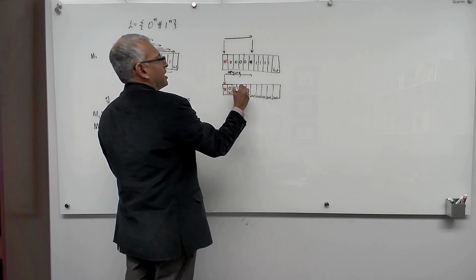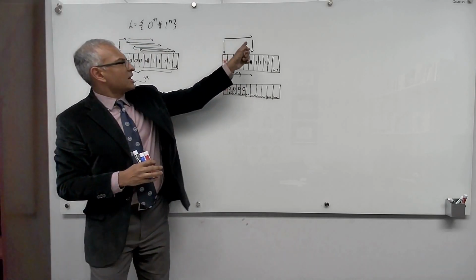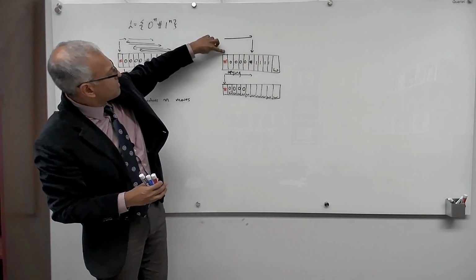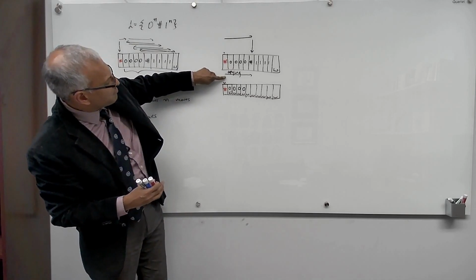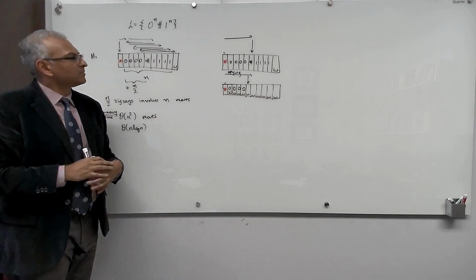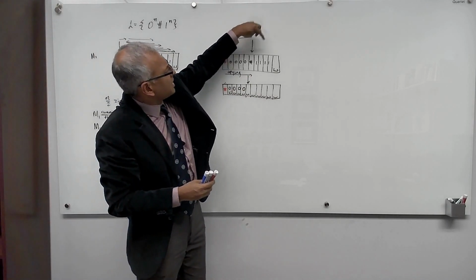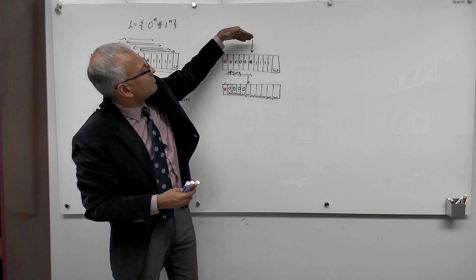So I have 0, 0. I'll end up writing 4 zeros. Okay, so now this guy's head is over here, and this guy's head is over here. This guy's head is over here after the copy. Okay, great.